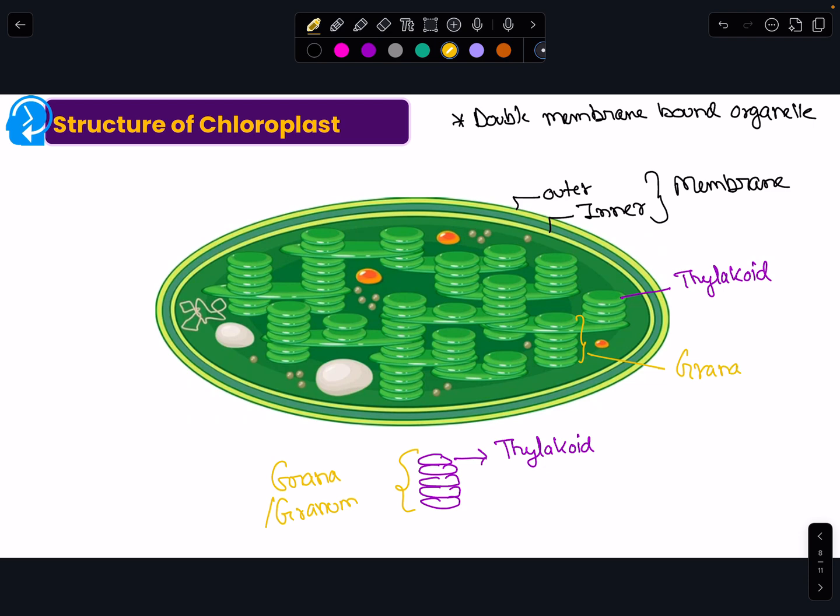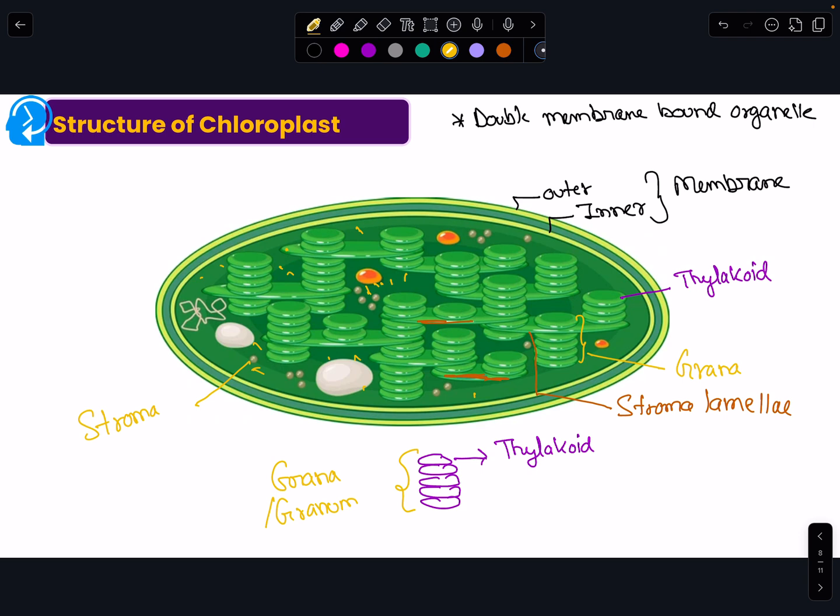Now, if you look carefully, you will see that these grana are connected with the help of these structures, which are connecting the grana. And these structures are referred to as the stroma lamellae. So these stroma lamellae are connecting the various grana together. Another very important thing you will see is a ground substance that is filled inside the chloroplast. This ground substance we call the stroma. So stroma is the ground substance filled inside the chloroplast.